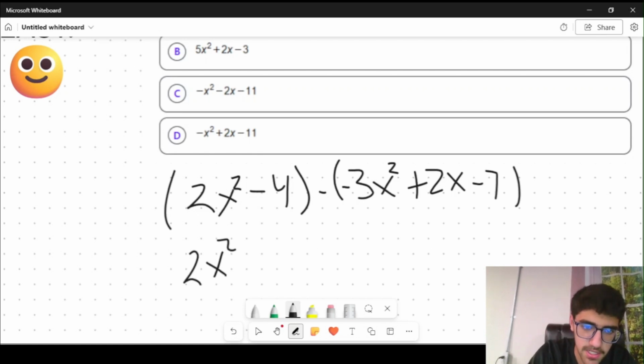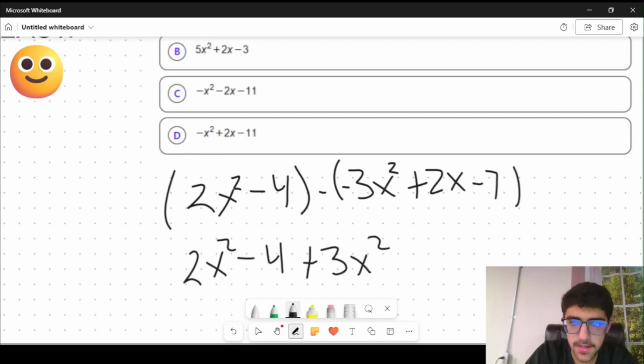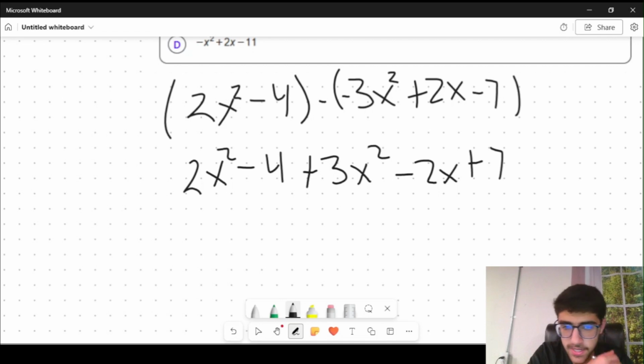2x squared. This is not going to change. Minus 4, and then minus negative 1 times negative 3x squared is plus 3x squared. Negative 1 times 2x is negative 2x, and negative 1 times negative 7 is plus 7. So now we have it like this, and at this point we can just combine like terms.